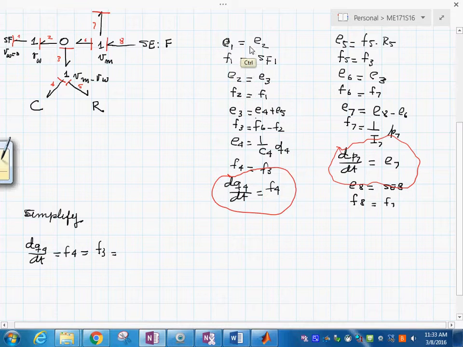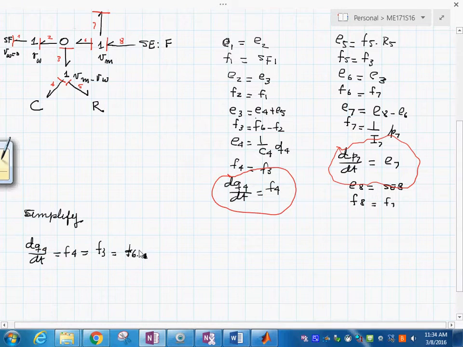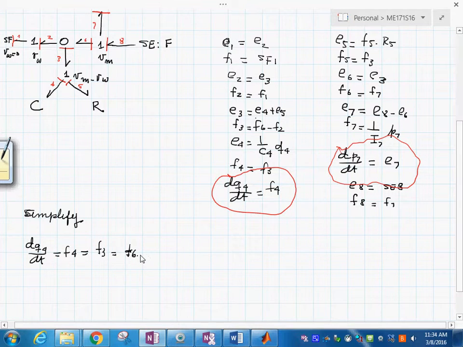And then what's f sub 6? It's f sub 7. And what's f sub 2? F sub 1. And then what is f7? It's 1 over I7 p sub 7 minus SF1. So we have finished the first differential equation in a simplified form. This would be 1 over I sub 7 p sub 7 minus SF1, and this is going to be my first equation.